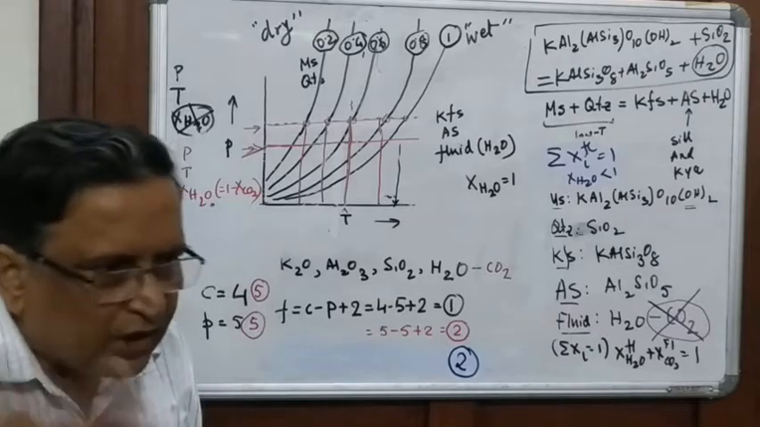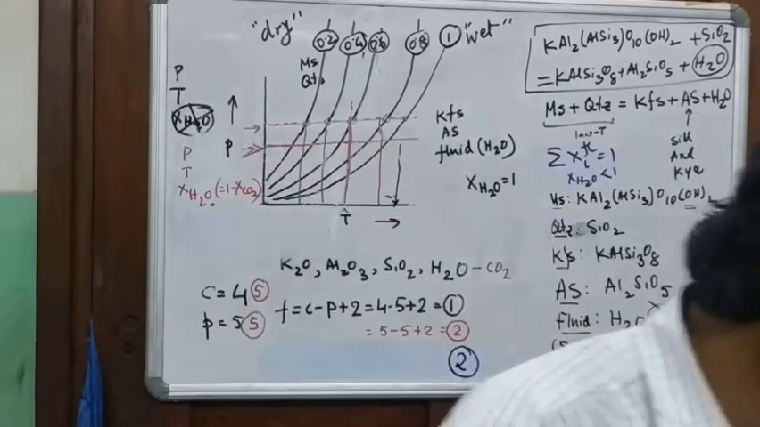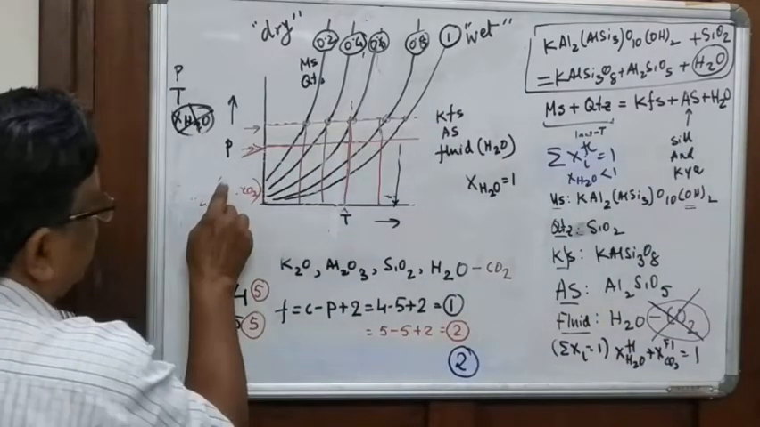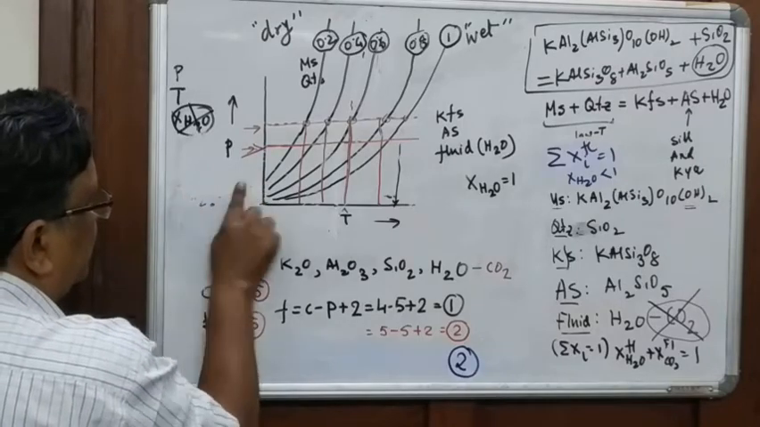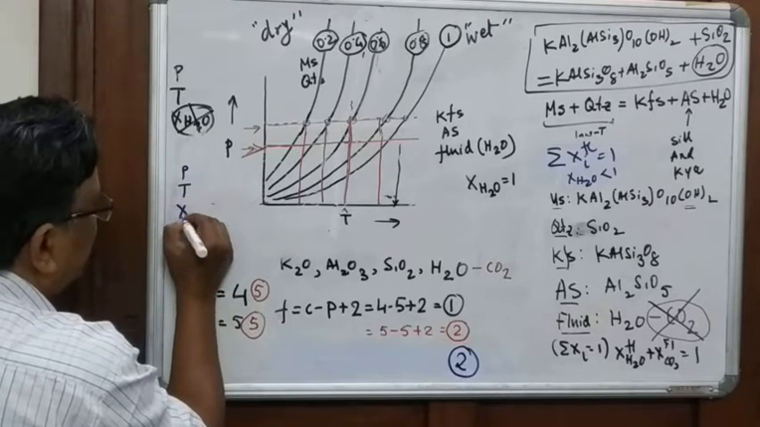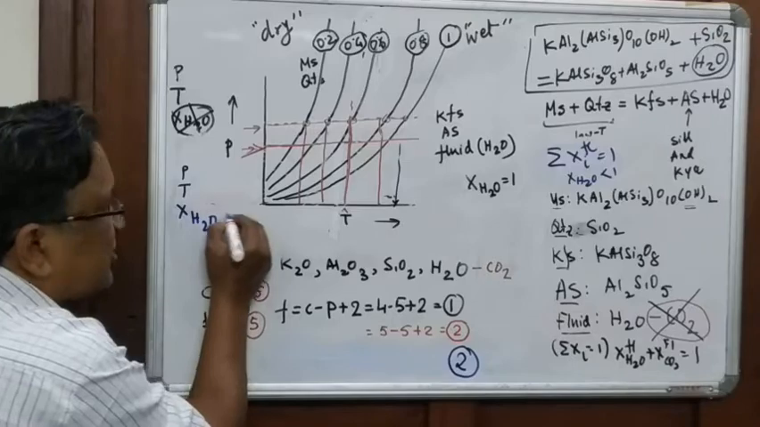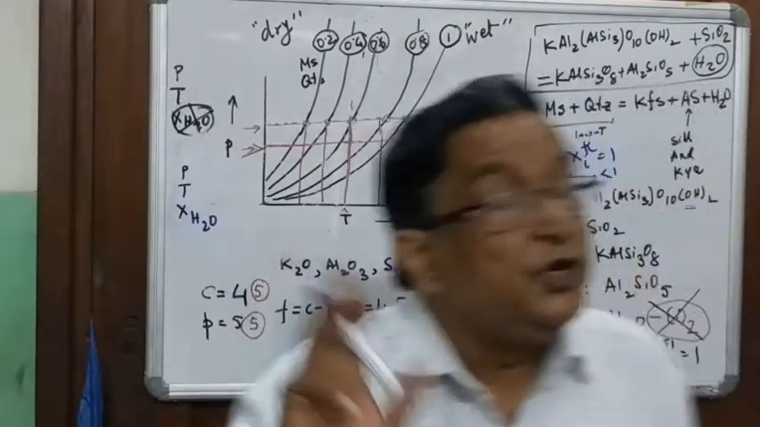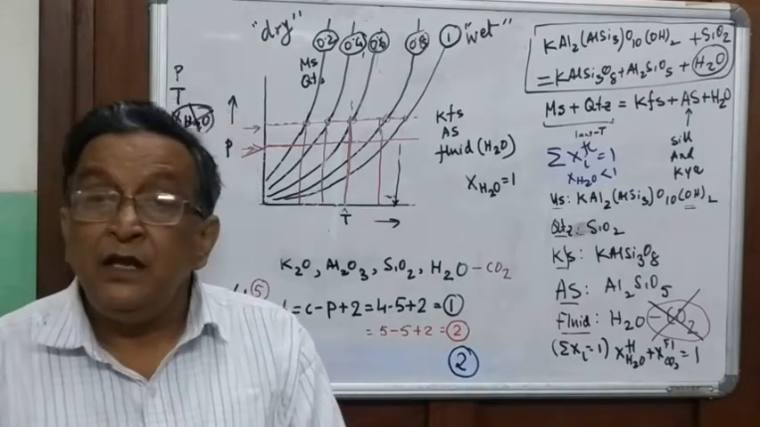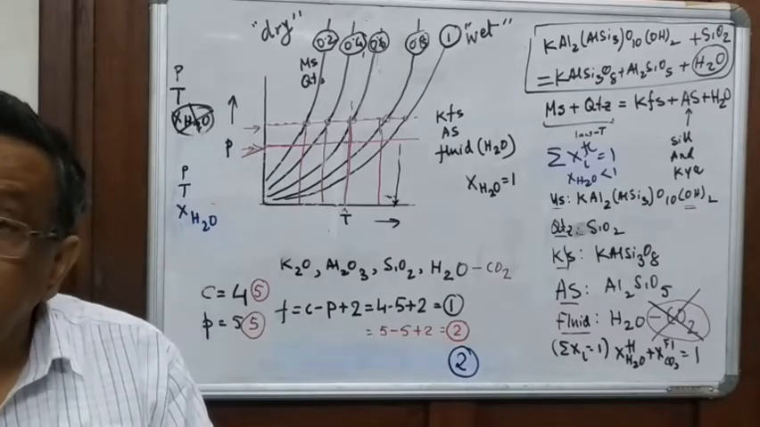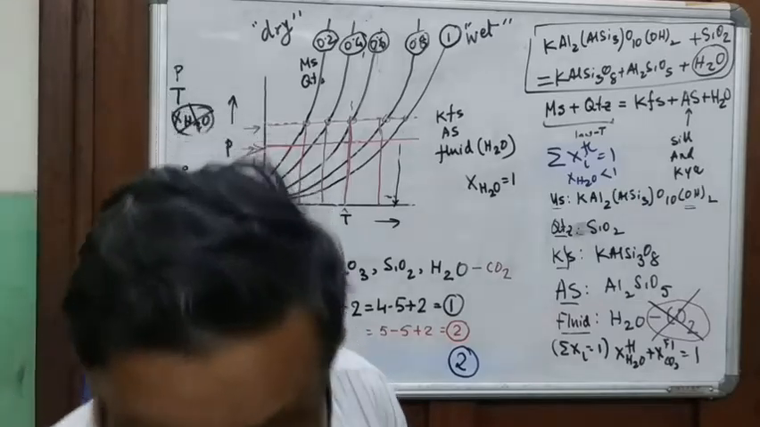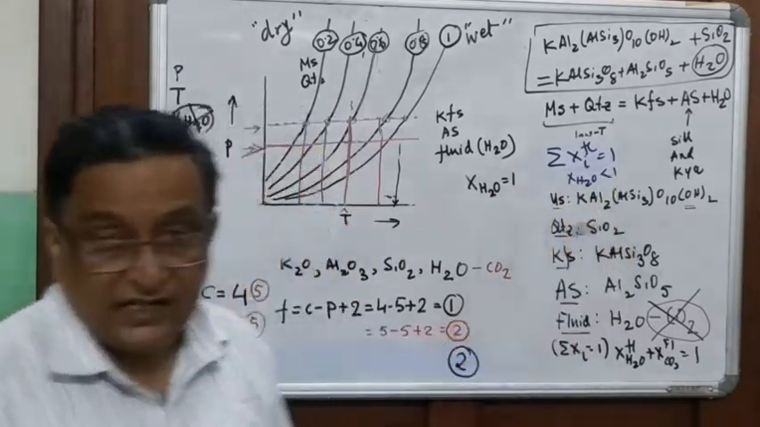Have you understood? Then what are the variables? You see, it was written XH2O is equal to 1 minus XCO2. Now the variables are pressure, temperature, XH2O. I am not saying 1 minus XCO2. Why? Because there may be no CO2 there. It's just a hydrous fluid, but the fluid does not exist as a phase. That means sigma xi is less than 1. It cannot be 1.